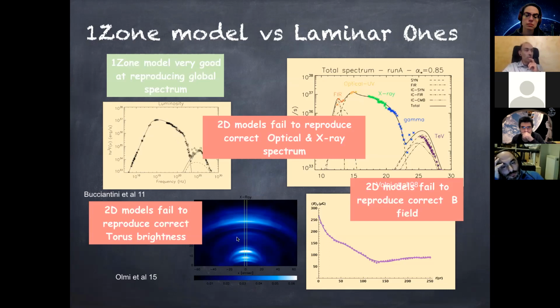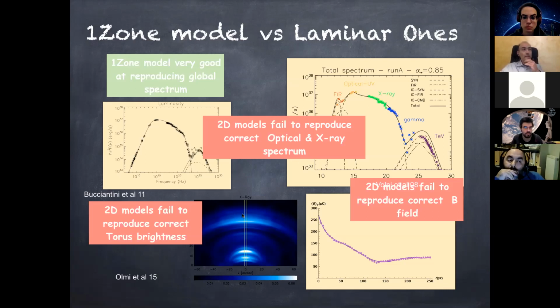The other issue is that 2D models, the laminar ones, fail to reproduce the torus brightness of the Crab Nebula. In general, if you look at these very ordered models, the torus is fainter than the wisp. Remember this point, because I will come back to it later to show that this may be an indication that turbulence is a key property of this system.